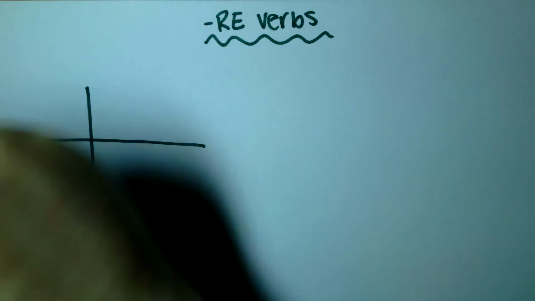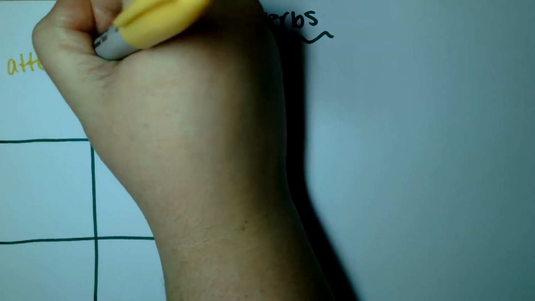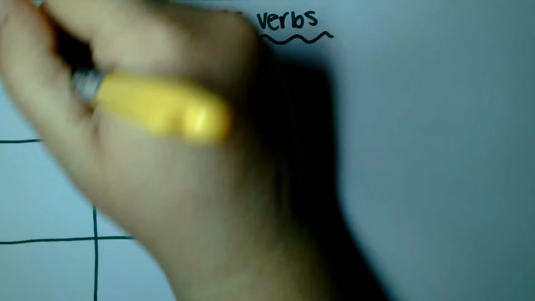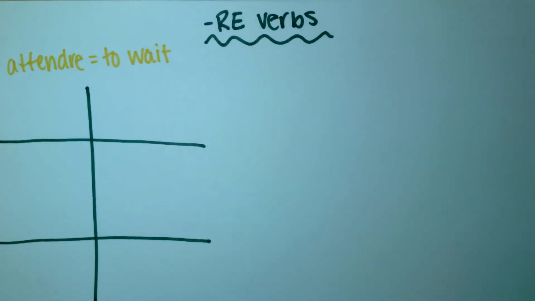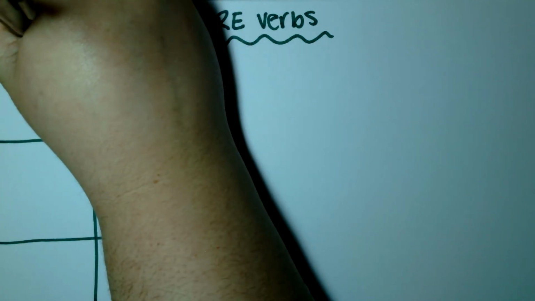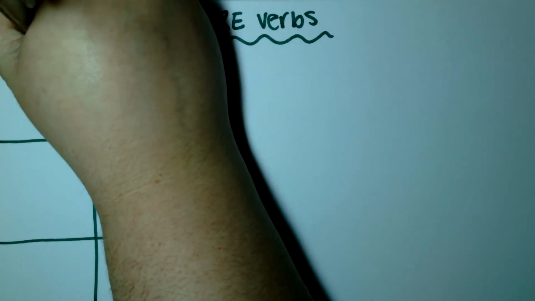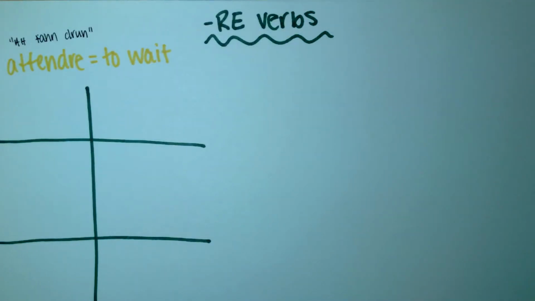The first verb that I want to use as my example is the verb attendre. And attendre is the verb to wait. All right, to wait. And then I'm also going to write out how you say these verbs as well. So that way when you're at home, you can learn how to say these too. So this one is pronounced like a, and then ton, and then dre. So attendre.